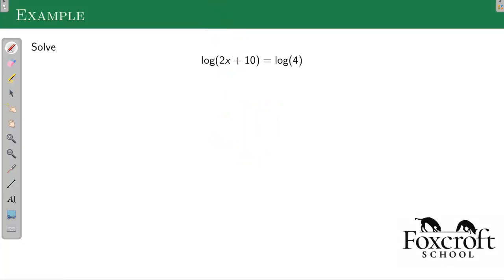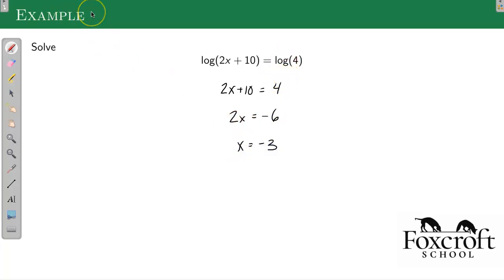All right, next example, pretty much the same problem. A log with some stuff in it equals another log with some stuff in it. That means 2x plus 10 equals 4. Subtract 10, divide by 2.